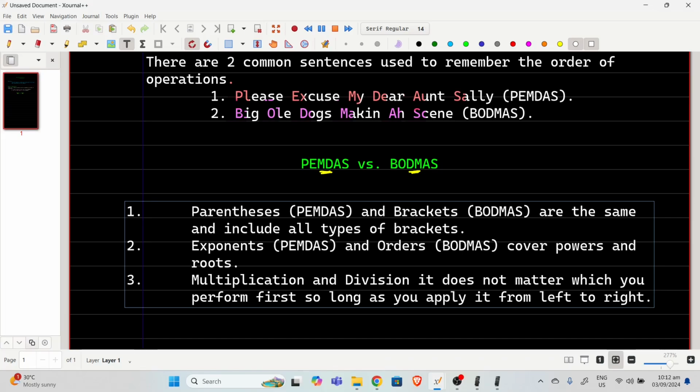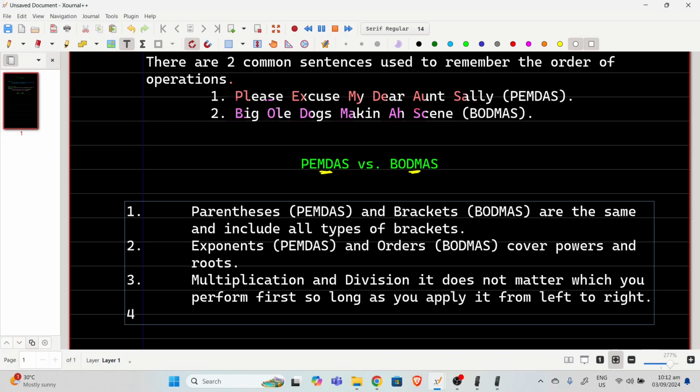So whatever multiplication or division you have to do, as you go from left to right, if you encounter multiplication, you do the multiplication first. If you encounter division, you do the division first. It doesn't matter. As long as you're reading it from left to right and you come across either a multiplication or a division, you do that operation.